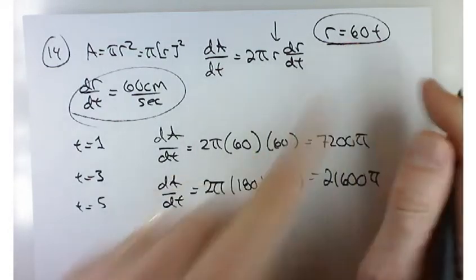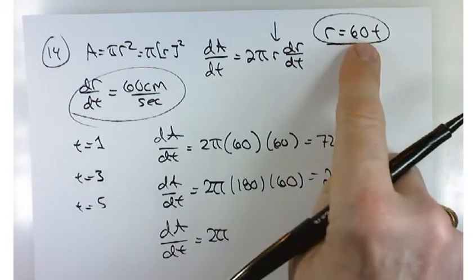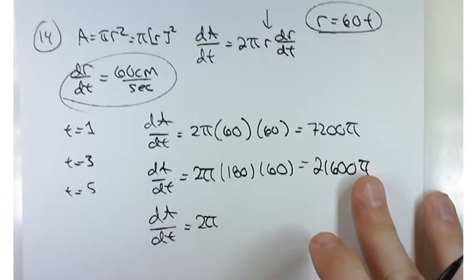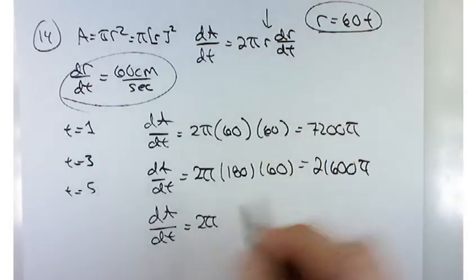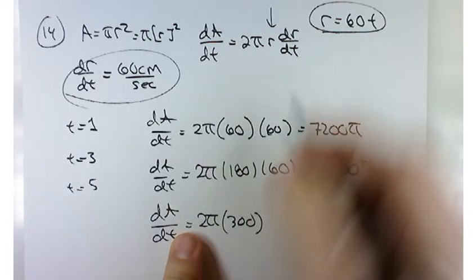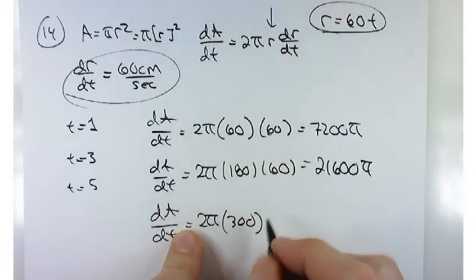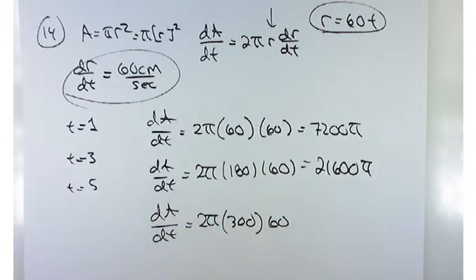The last one, t equals 5. So dA by dt is 2 pi. What's the radius when t equals 5? What should I put in here? 300. dr by dt stays the same, so that's 60. So it's 1,800, 36,000? 36,000 pi.